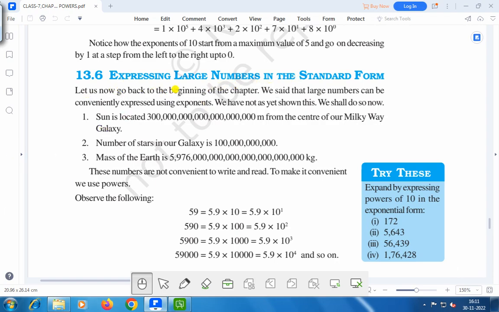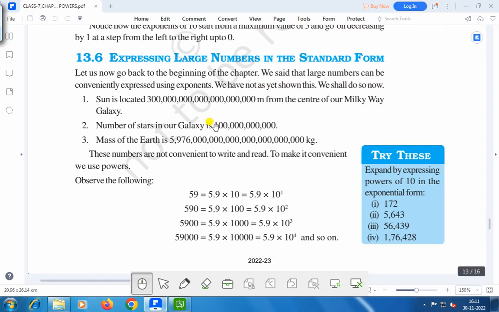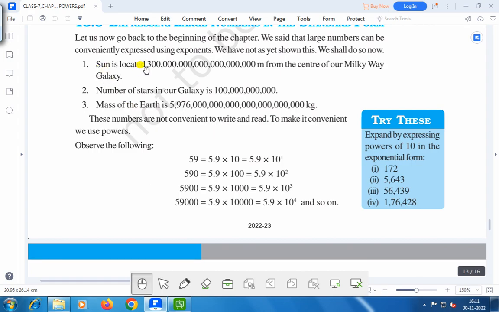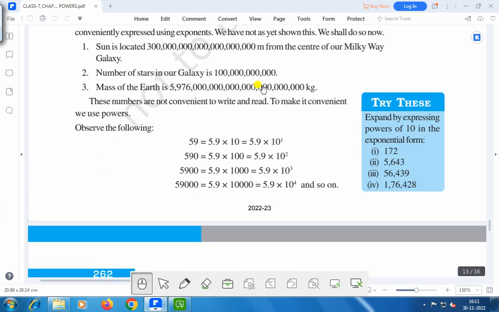Let us now go back to the beginning of the chapter. We said that large numbers can be conveniently expressed using exponents. We have not as yet shown this. We shall do so now. The Sun is located at this many meters from the center of our Milky Way galaxy. The number of stars in our galaxy is 1 followed by many zeros. The mass of the Earth is 5,976 followed by many zeros kg. These numbers are not convenient to write and read.